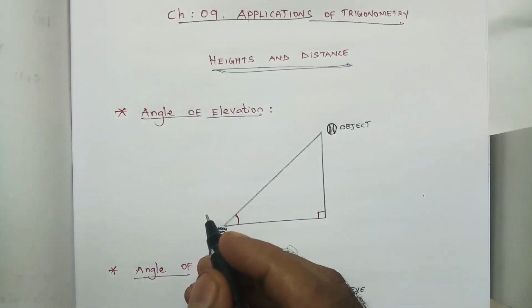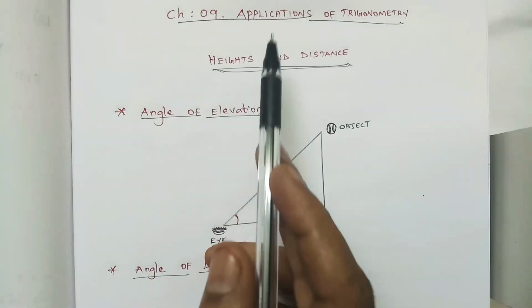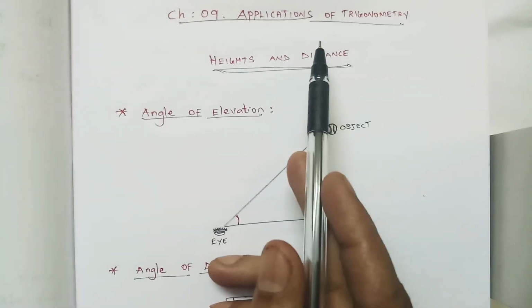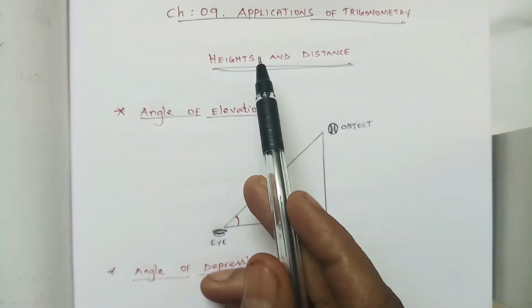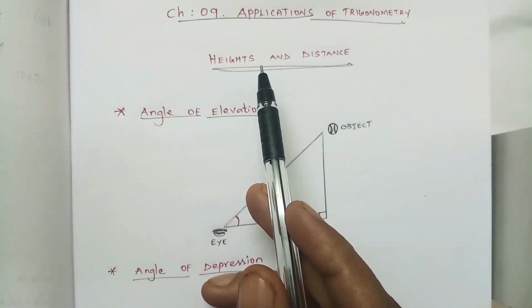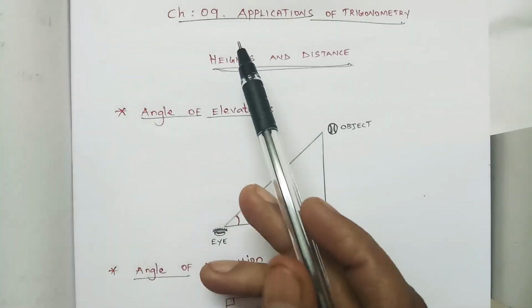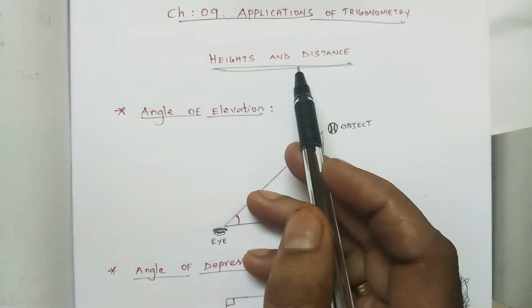Hi students, today we are going to start a new chapter: Applications of Trigonometry. This is a very easy and very interesting chapter. Why? Because it is about applications, real life problems. The name of the chapter is application of trigonometry, but we will call it heights and distance.